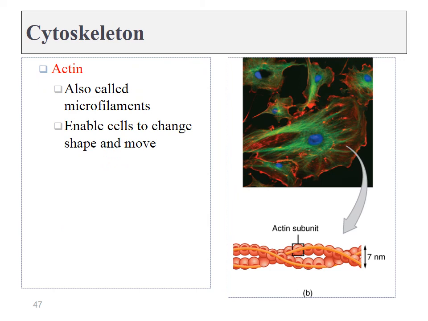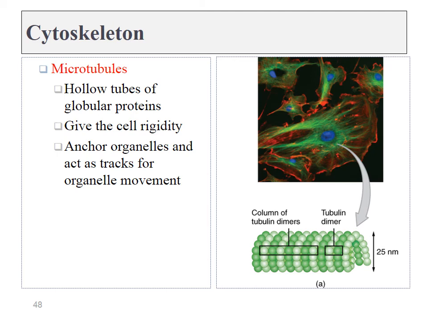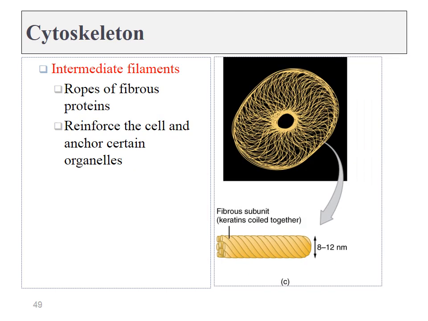Actin is made of small globular proteins that can stick to one another to form a small fiber. These are very important in cell motion and shape change. The microtubules are bigger and stronger. These give the cell rigidity and shape. Organelles can also move along microtubules as if they were little freeways throughout the cell. The intermediate filaments are intermediate in size, and these also help give the cell their shape.